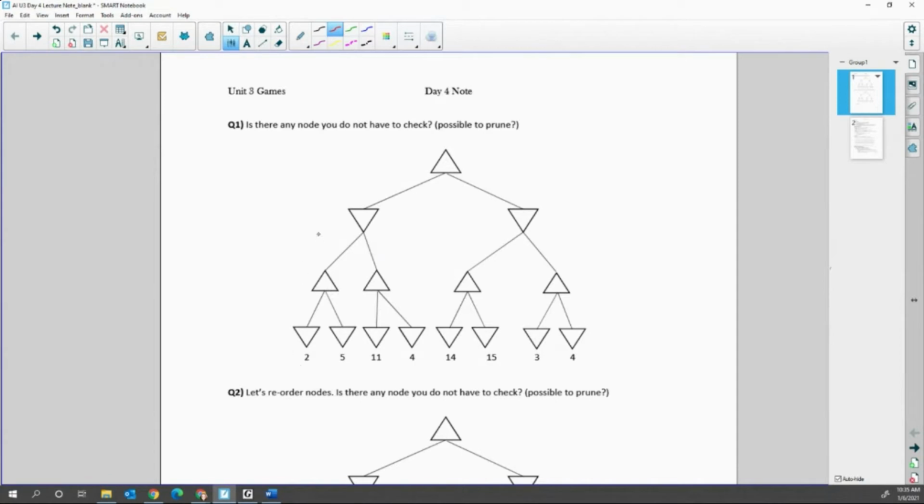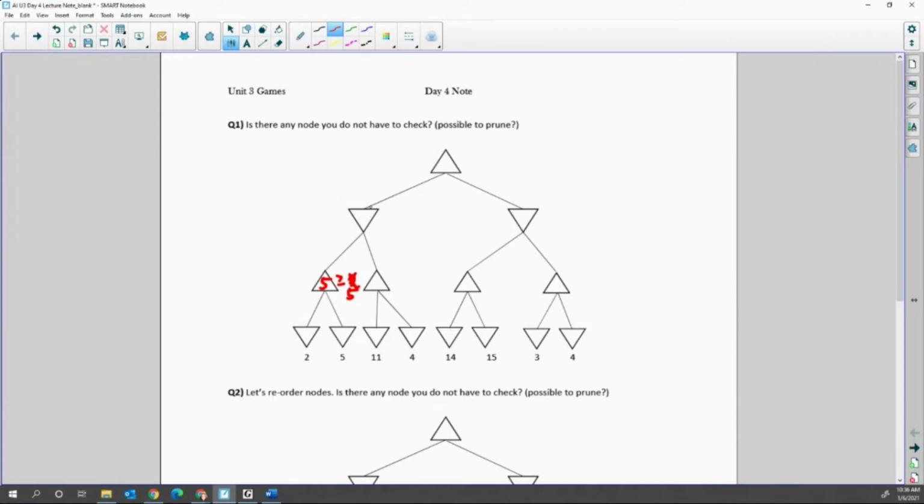So this means the max node just above 2 will be guaranteed as greater than or equal to 2, at least 2, after you visit 2. Then when you visit 5, now it becomes greater than or equal to 5 guaranteed. Then there's no more successor, so it is 5. 5 is returned to the max node.